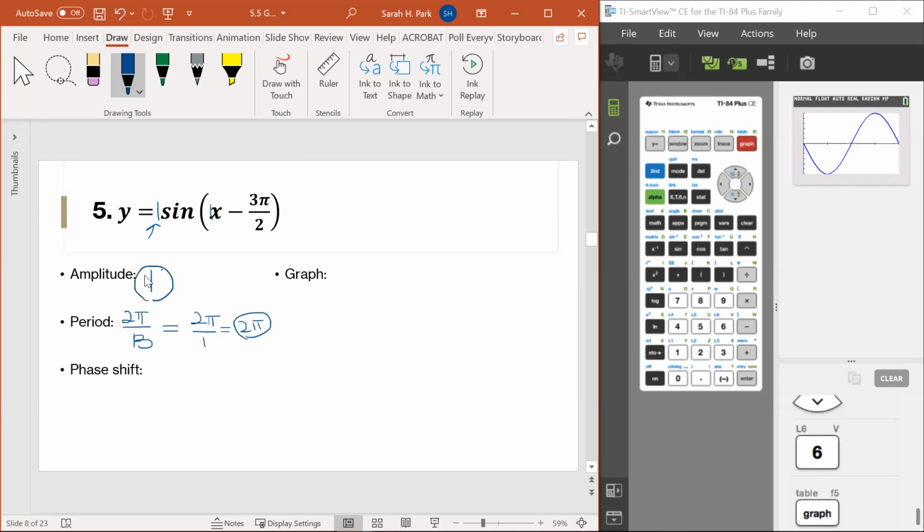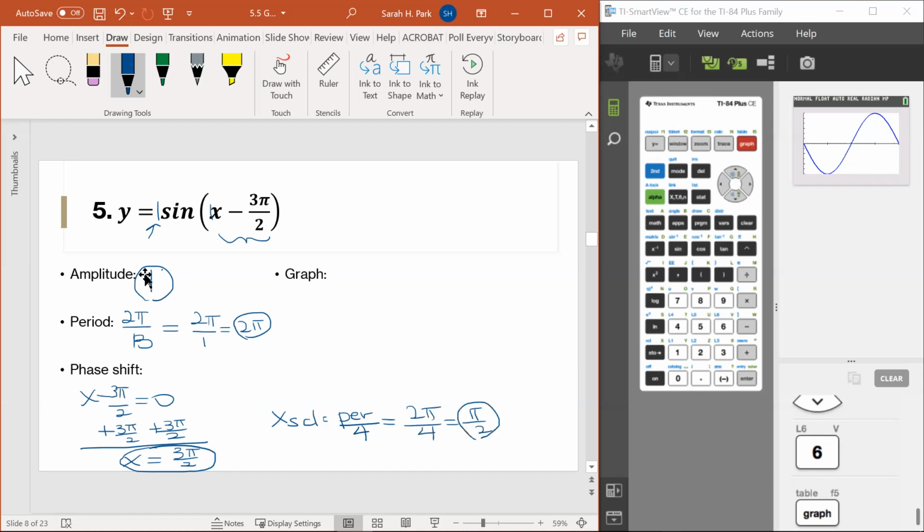Your phase shift is whatever you get when you set the inside of the parentheses to 0 and solve for x, by adding 3 pi over 2 to both sides. We get x is equal to 3 pi over 2. So there's our phase shift. I forgot to do that here, but we should also do x scale, which is whatever your period is, and we divide by 4 because there's 4 quadrants. So 2 pi over 4 is pi over 2.